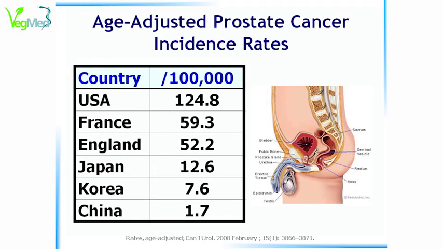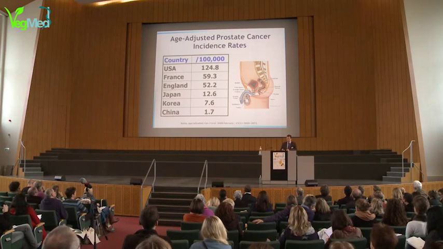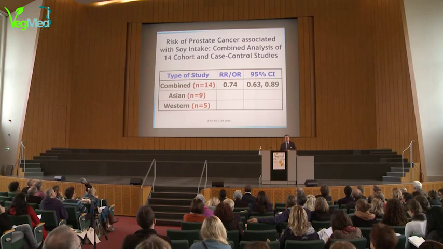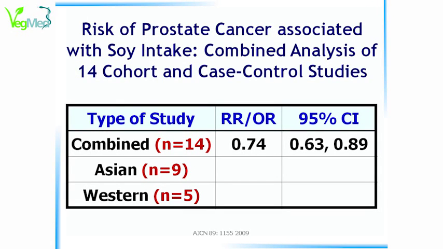Prostate cancer, no surprise, prostate cancer rates are low in soy food consuming countries. These kind of observations help fuel interest in this area more than 25 years ago. So I wanted to present the results of a meta-analysis of 14 epidemiologic studies, a combination of case control and prospective studies. We're comparing high soy intake with low soy intake. When all 14 studies were included in the analysis, high soy intake was associated with a 26% reduction in the risk of developing prostate cancer.